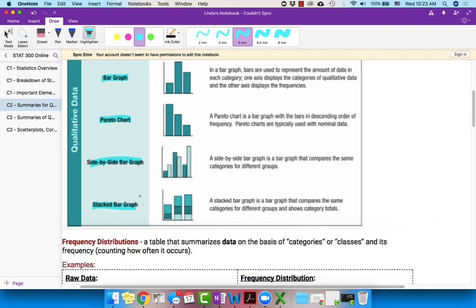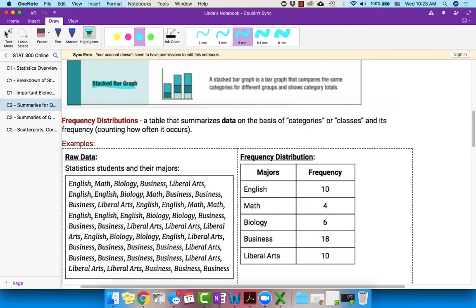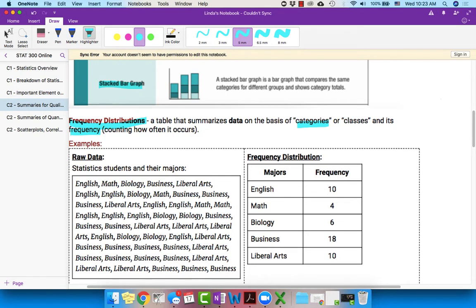In order to talk about some of these visual graphs, it is important to define what a frequency distribution is and some closely related types of distribution. A frequency distribution is a table that summarizes data on the basis of category and tallying the occurrence of each category. We call that frequency. There are several ways to organize frequency distribution. The basis of just category and frequency is called frequency distribution.